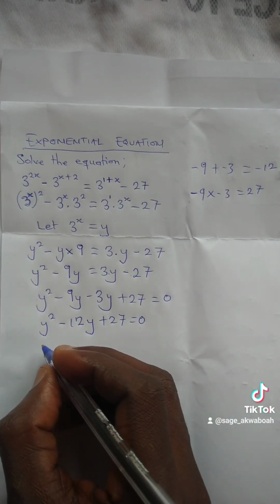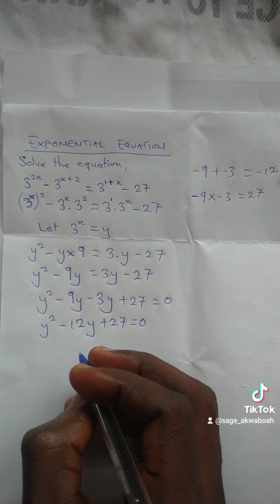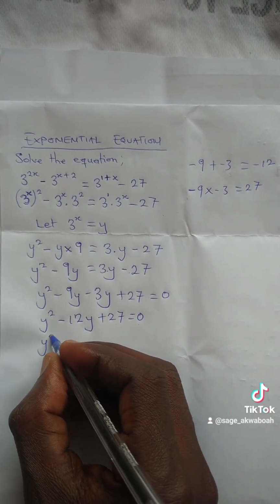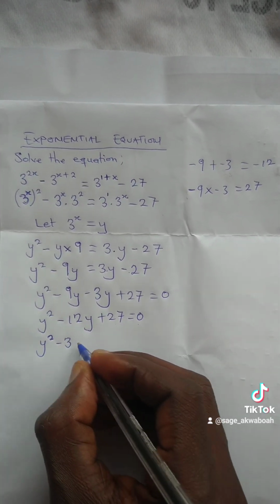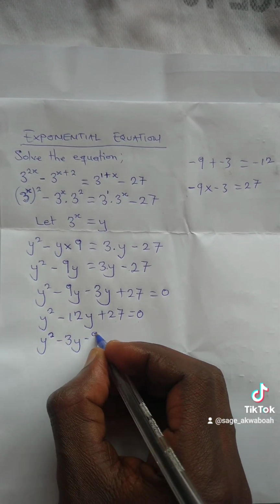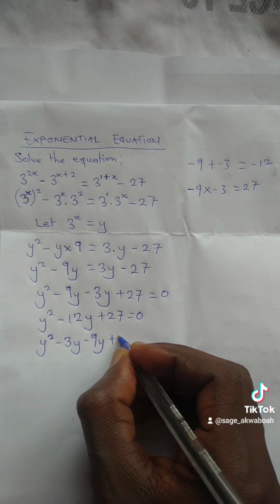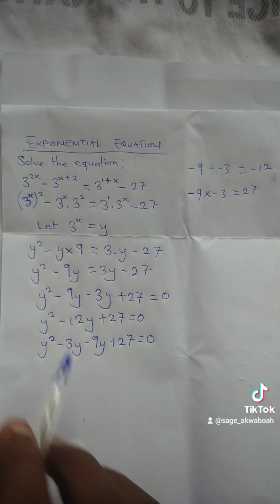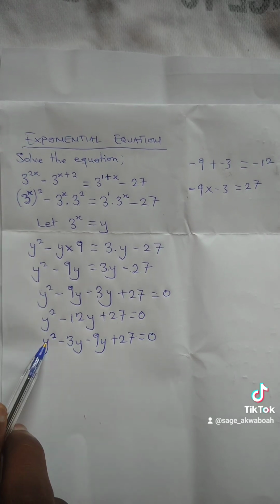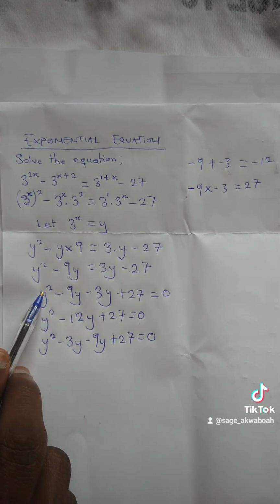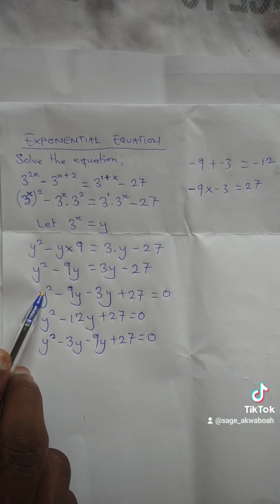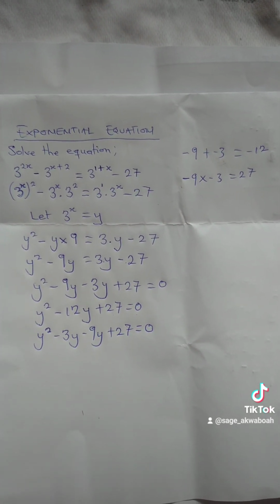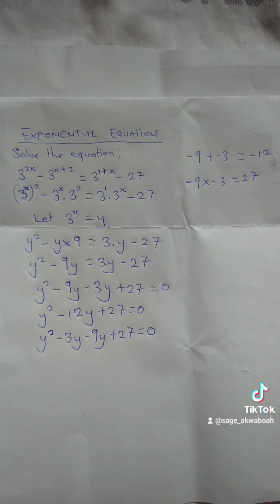Okay, so we put negative 9 and negative 3 into the equation. So what we have here is y squared minus 3y minus 9y plus 27. Okay, so even at this point, you can see what we have here is the same as what we have here. So at this point, if you are smart enough, you can just go ahead and factorize the equation and solve for y.